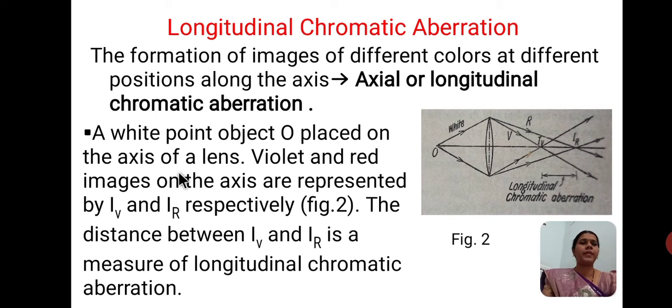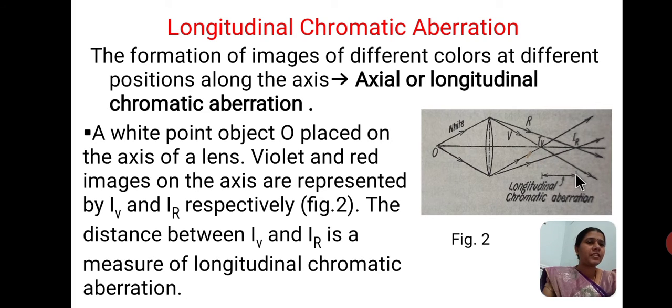First, longitudinal chromatic aberration. I have written here: the formation of the images of the different colors at different positions along the axis. The images formed by the different colors at different positions on this axis, that we call longitudinal.